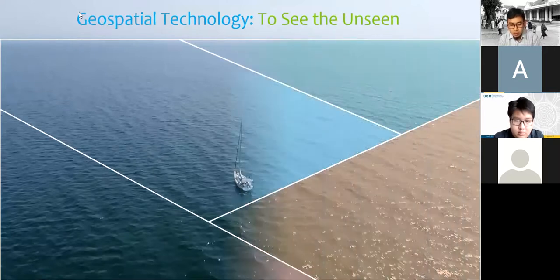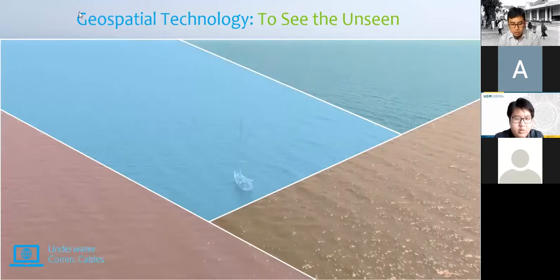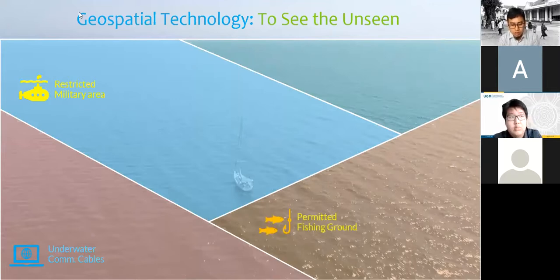For example, we have these zones. We have an underwater communication cable zone where the fishermen cannot go because they could disrupt the communication cable if they conduct their fishing in the area. And we also have a restricted military area where ordinary fishermen are not allowed to enter. And maybe we have the originally permitted fishing ground where the fishermen should go if they want to catch fish.